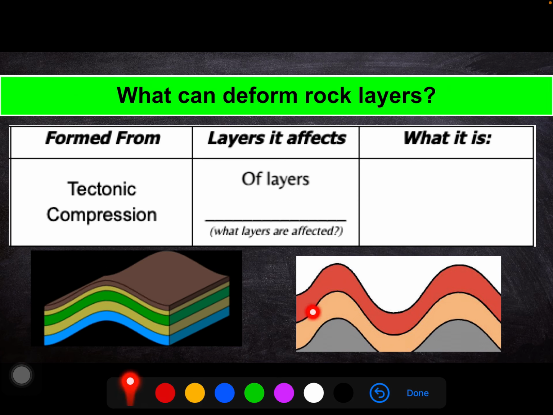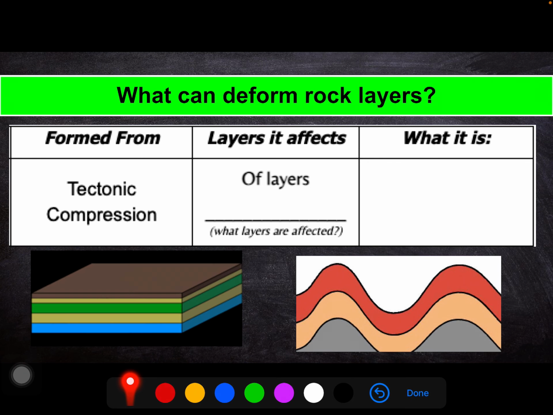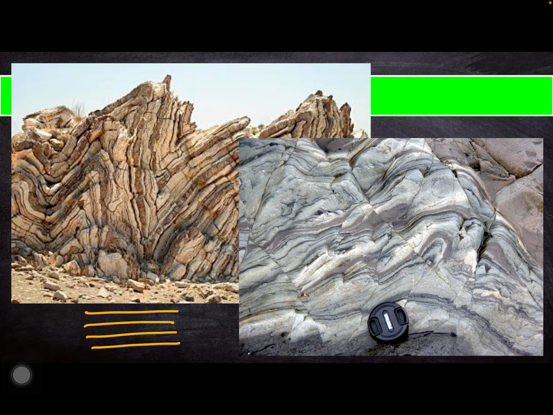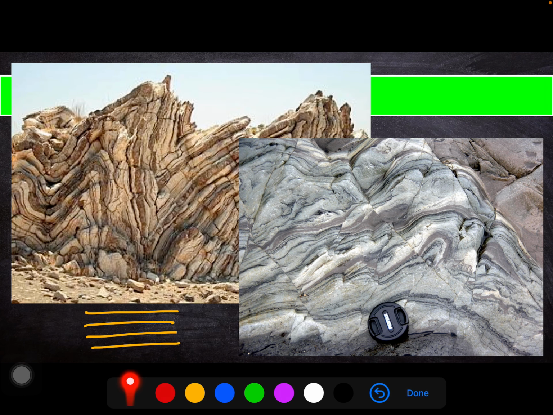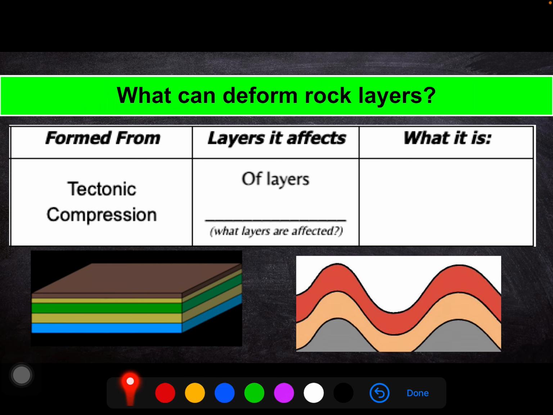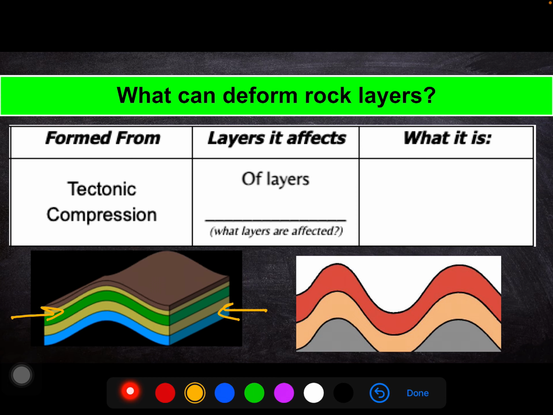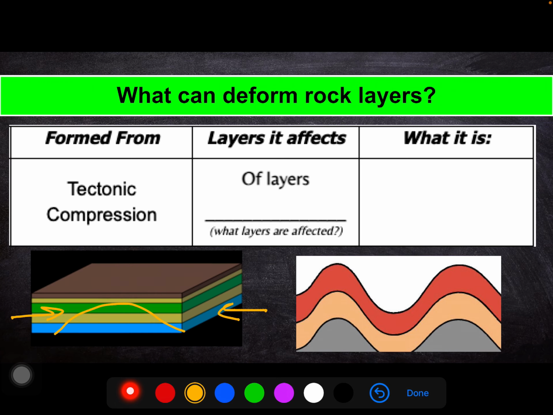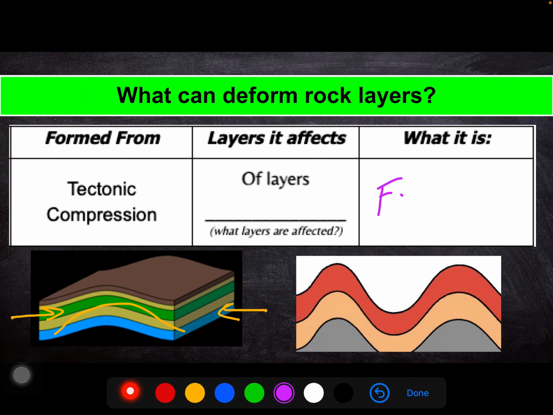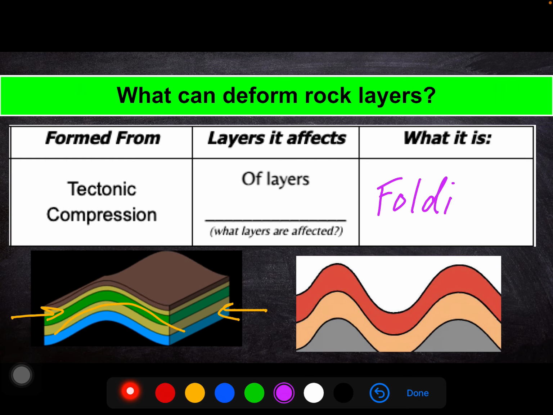So this first one here looks kind of like waves. Similar to this picture, we see rocks starting to become wavy in real life, and that has to do with tectonics, right? The earth is being compressed from two sides, and over long amounts of time with continued pressure, those layers can form these waves, and we call those folds. So go ahead and fill this box in with that word, folding.